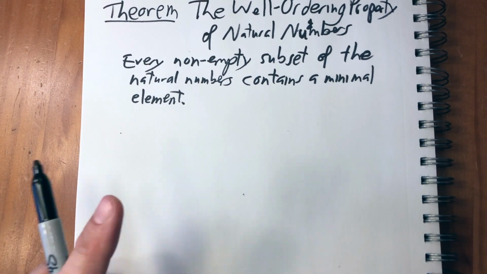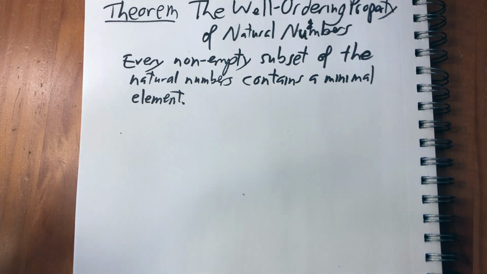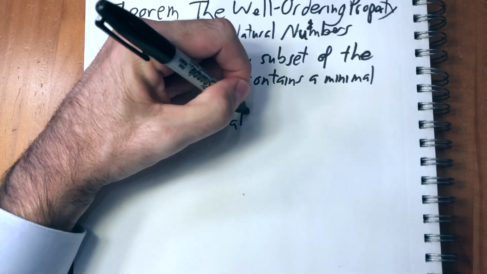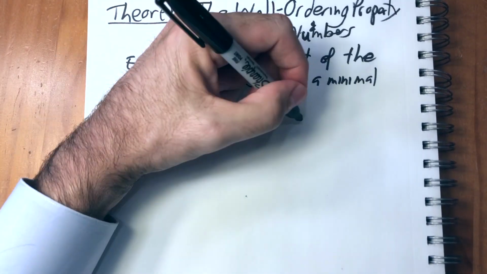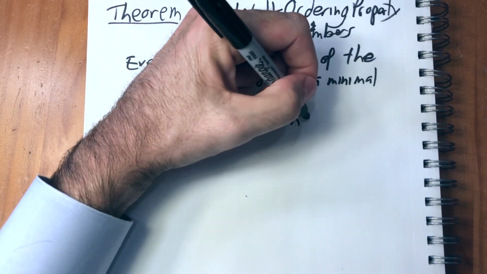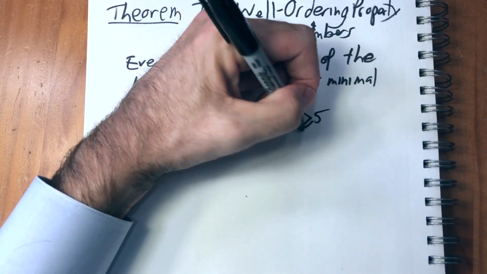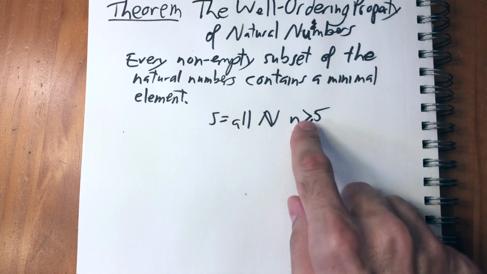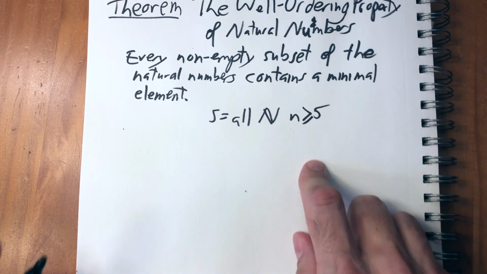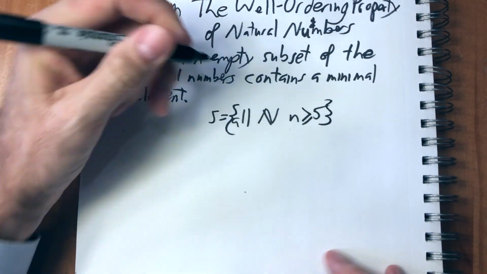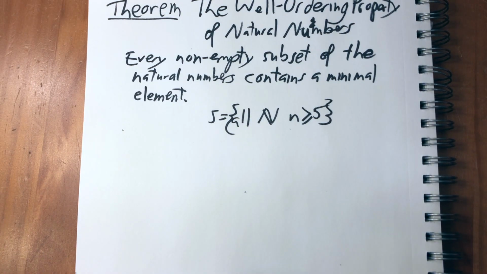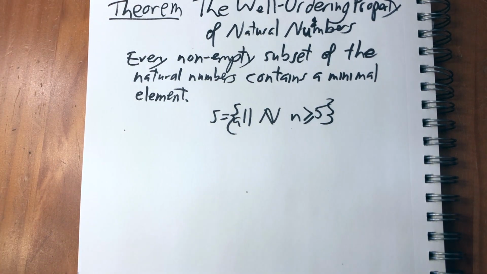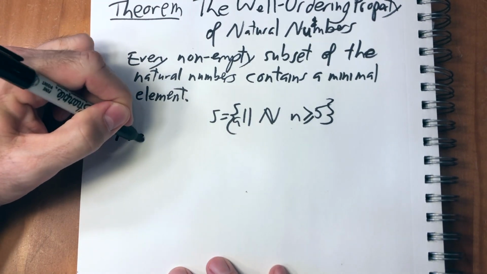Notice that it does not say it contains a maximal element, because you could take the set of all natural numbers n greater than or equal to 5. That's going to go up to infinity. There's no maximal element here, but there's definitely a minimal element, which would be 5. So the well-ordering property says that any set of natural numbers has a minimal element, but does not need to have a maximal element.